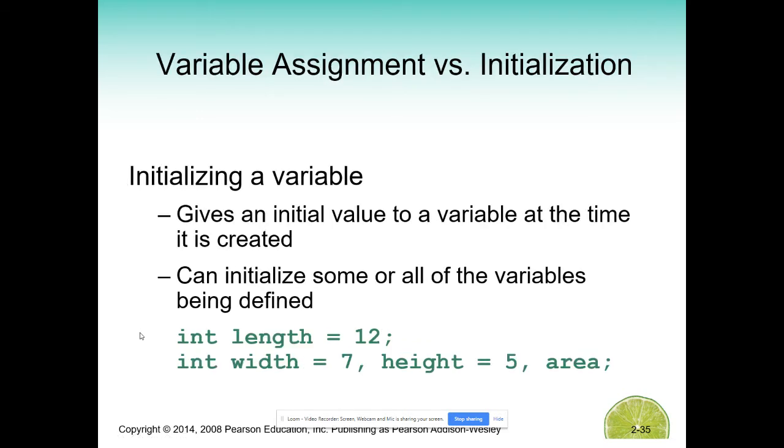Variable assignment and initialization. In the first example that we have seen, we had int age, and then the next line was what? Age equals 17. Okay? Or you can do it all at the same time. So int length equals 12, or int width equals 7. Okay.